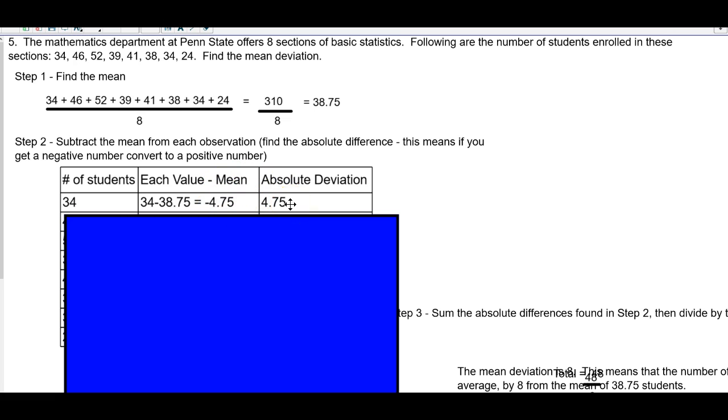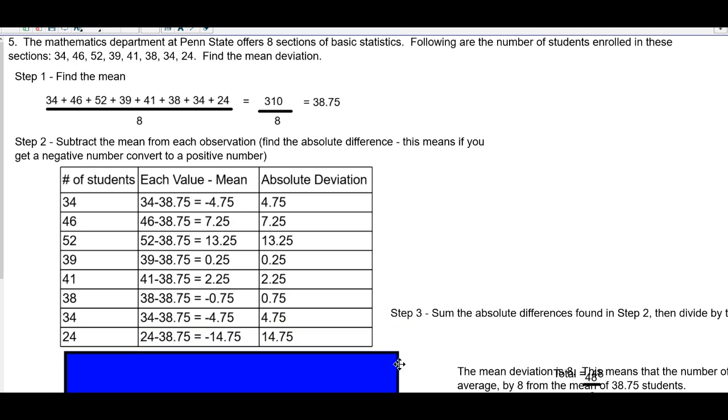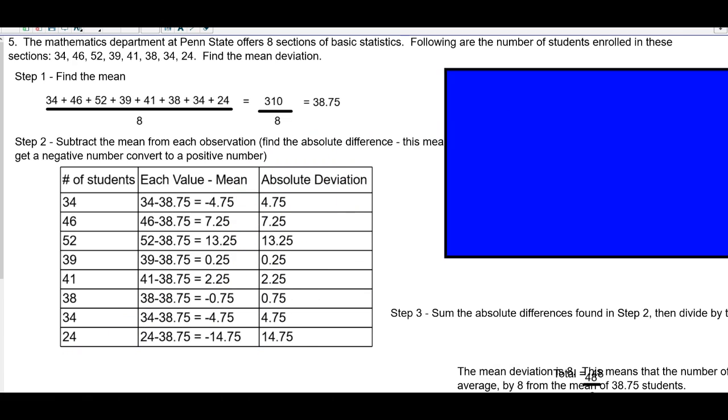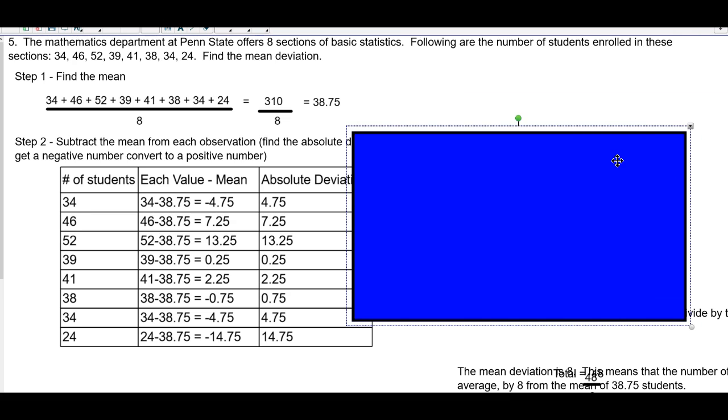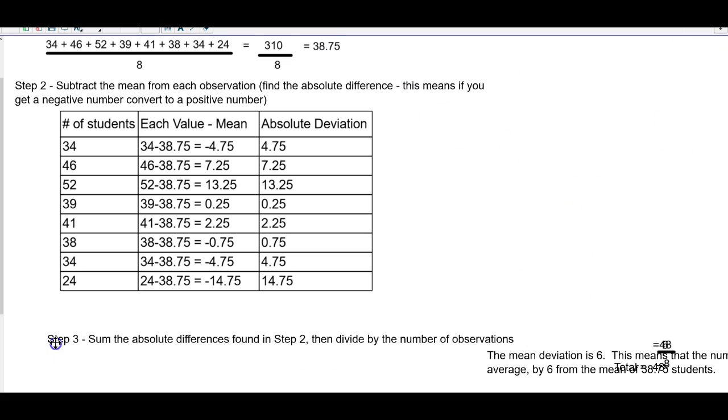We need to make that into a positive because we are looking for the absolute deviation or the absolute difference. So we do that for each one of our observations here. And this is what you're going to end up with. What we're looking for is we need to find this absolute deviation over here on the right. So that's what we're looking for. Next, we're going on to step 3.